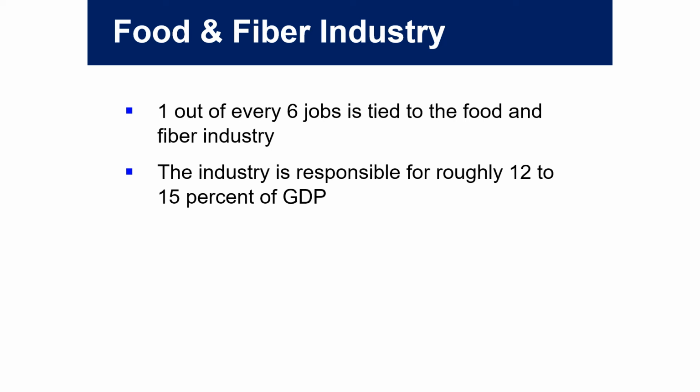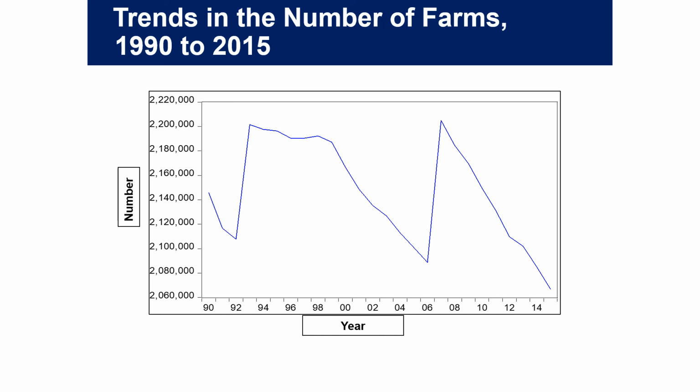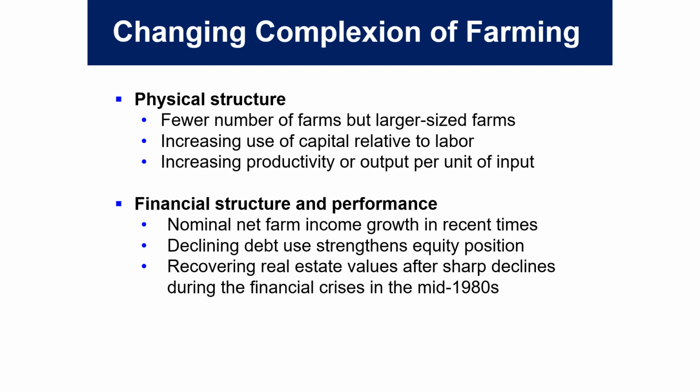And the ag industry is responsible for 12 to 15% of the United States gross domestic product, which is the value that it's worth. There's lots of charts. This one's talking about the number of farms over the years. This is talking about how the farm has changed over the years. So we have fewer numbers of farms, but larger sizes. We have increased our use of technology and equipment relative to labor. So there's a lot of work that is no longer done by hand, that is done by machine. We've increased our productivity.